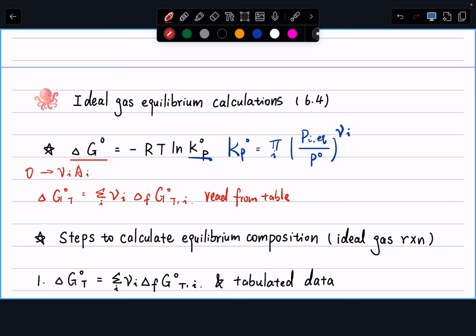All right, so this is a fundamental equation that links our equilibrium composition to tabulated data, to thermodynamic state functions. Step 1, right? What about the next one? How do we actually set up our calculated equilibrium composition?